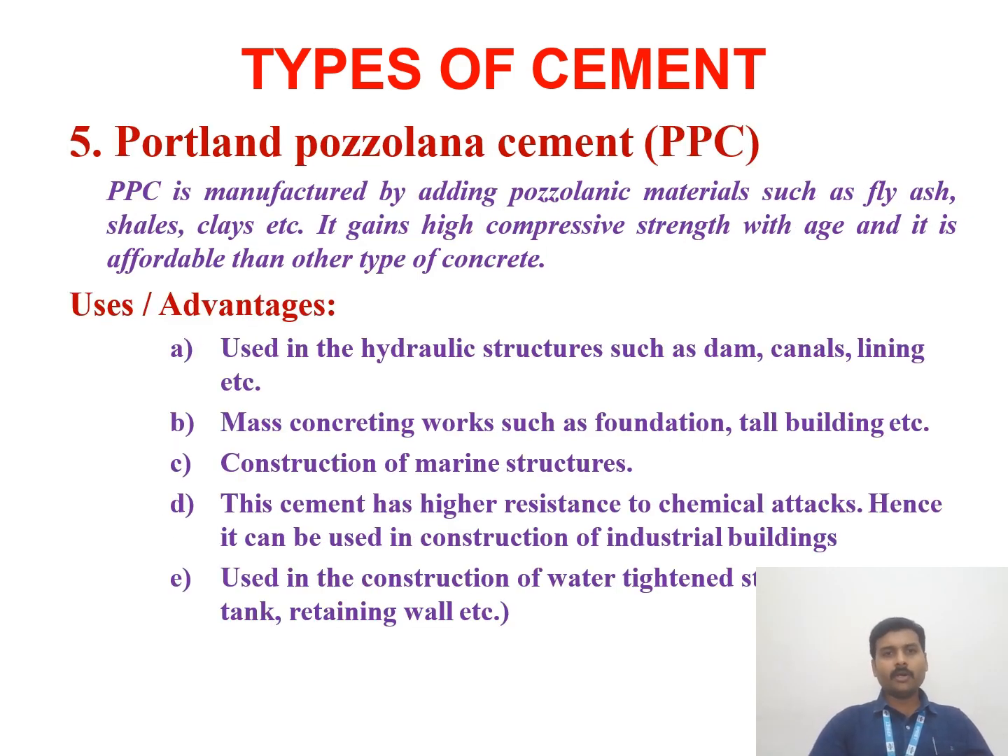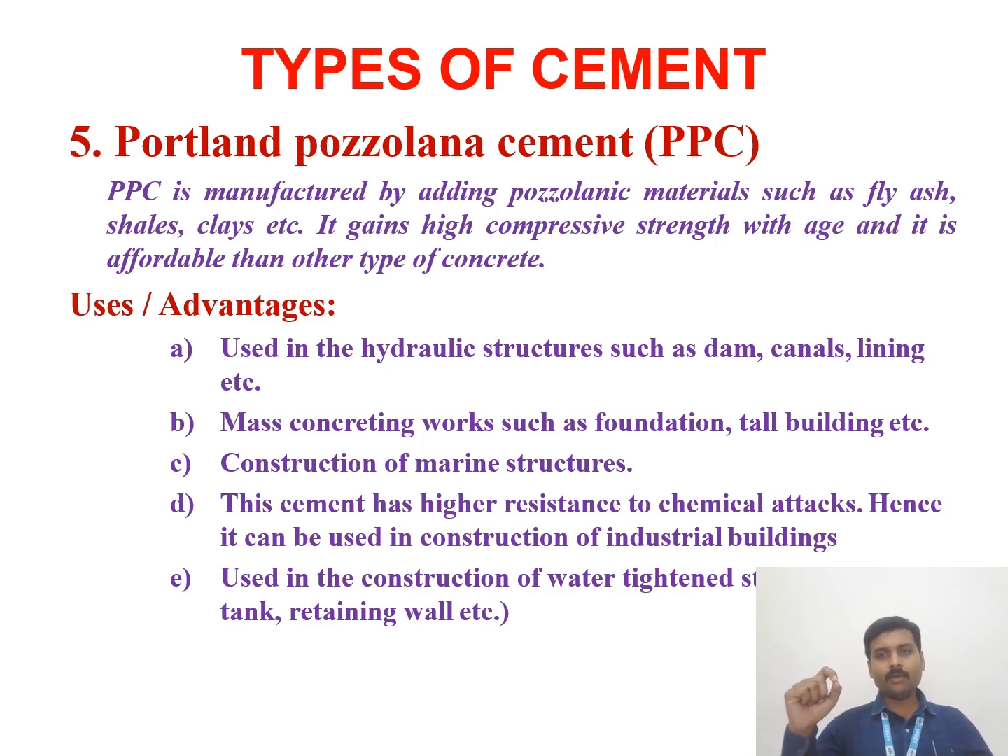A very important kind of cement is Portland Pozzolana cement. In the market now we are using Portland Pozzolana cement in the maximum quantity. It is manufactured by adding pozzolanic materials like fly ash, shales, bottom ash, etc. It gives high compressive strength with age, and it is more affordable than the other types of cement.